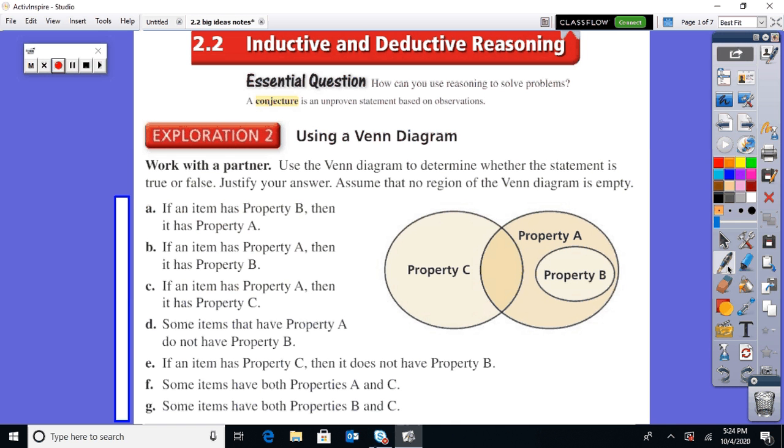First one is what a conjecture is. A conjecture is an unproven statement based on observation. So you see something happening and you make a prediction of what you think is going to happen next, and that is called a conjecture.